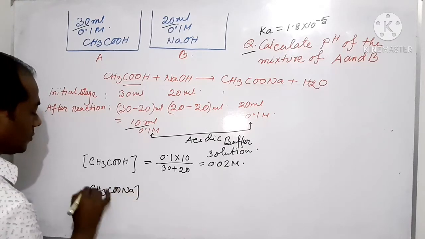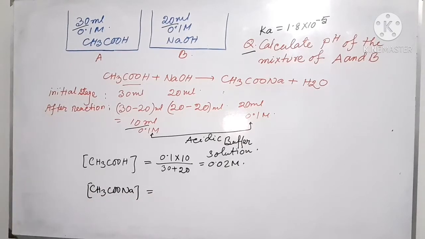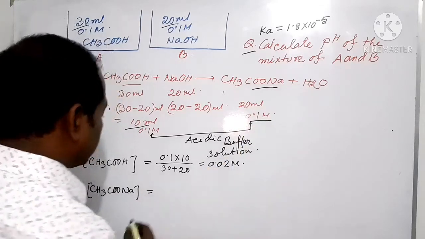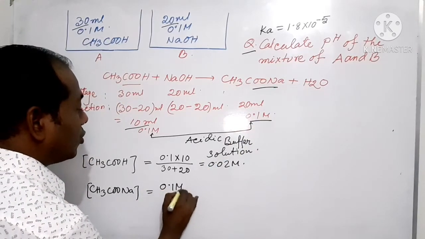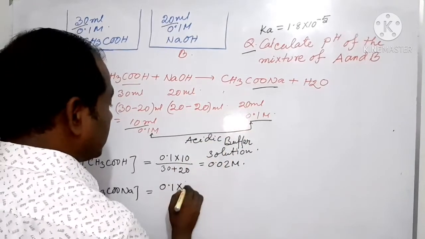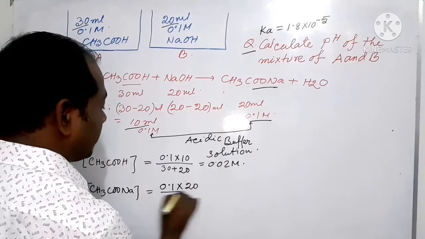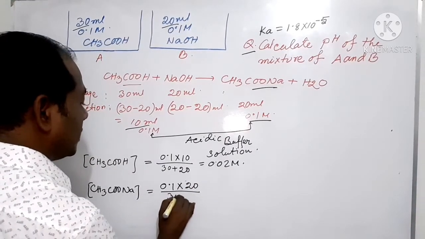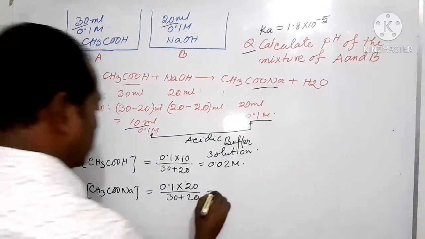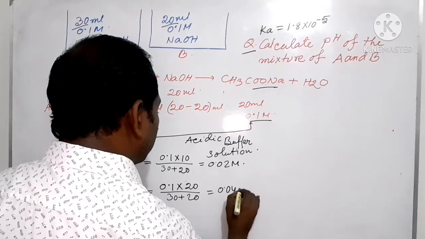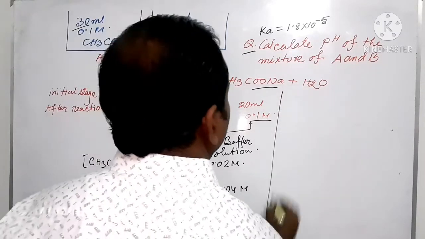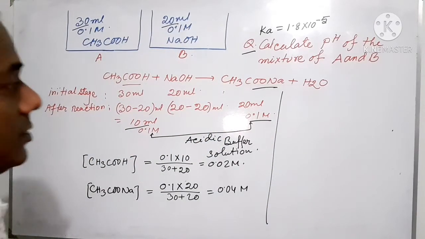And in the mixture, the concentration of sodium acetate CH3COONa is 0.1 molar times the volume of sodium acetate, 20 ml, divided by total volume 30 plus 20, and here we get the value 0.04 molar. Now the pH of the mixture.